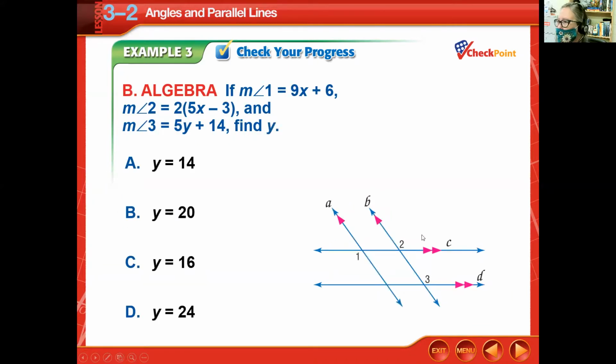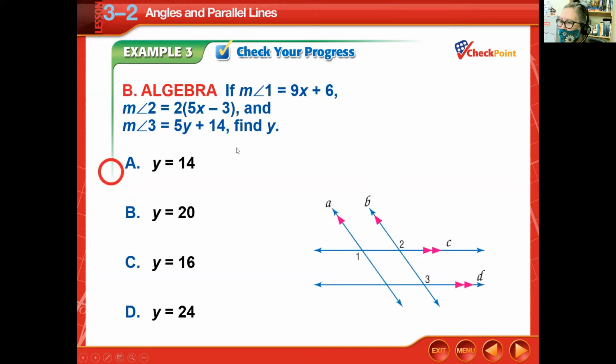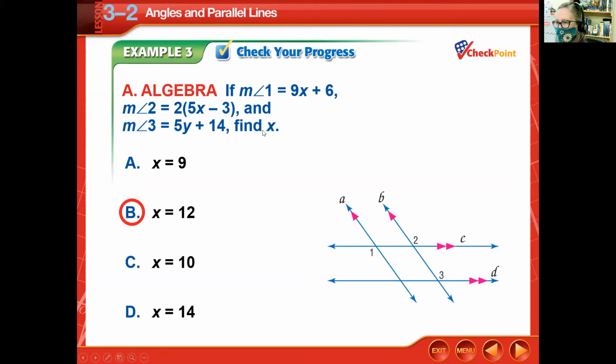Here's another example, same situation, different things given. Notice, if you will, that angle 3 has a y in it. This is why they asked them in this order. First they said find x. So you would find x by putting angle 1 and 2 equal to each other and solving for x, and you get 12. So what is the measure of angle 2? It's 12 times 5, which is 60. 60 minus 3 is 57.